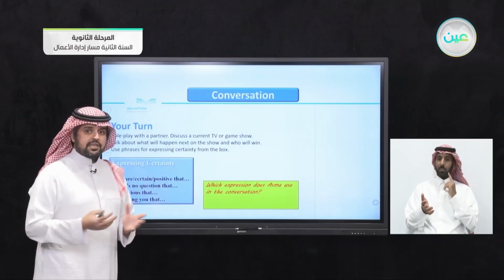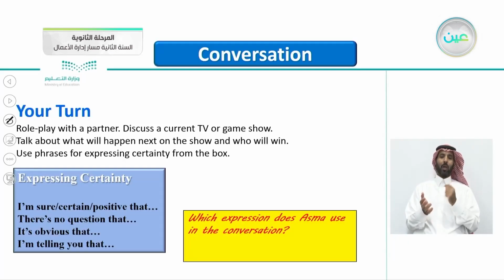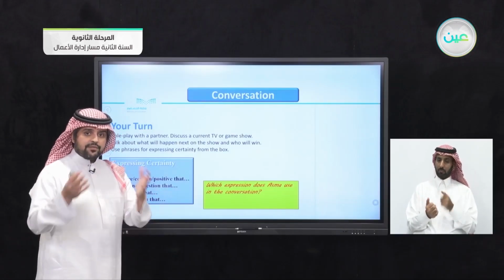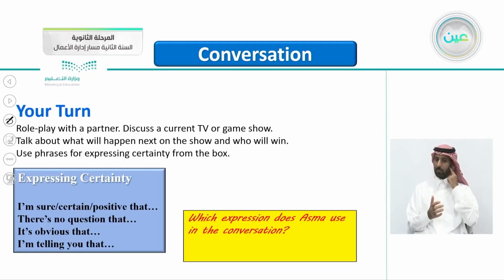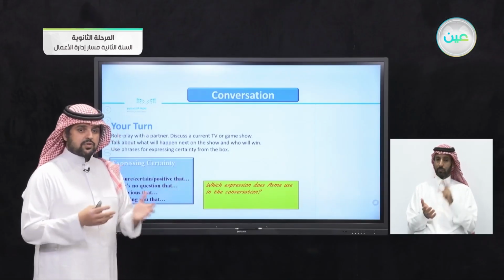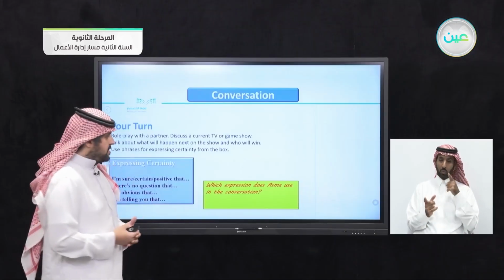When you are certain, when you are 100% sure about something, you say, I'm sure, I'm certain, I'm positive, like I said before, that something, something. Like I'm positive now and I'm sure that you benefit from this lesson. There's no question that, then you say what you are sure about. It's obvious that, I'm telling you that. So these are expressions to show that you are certain about something.